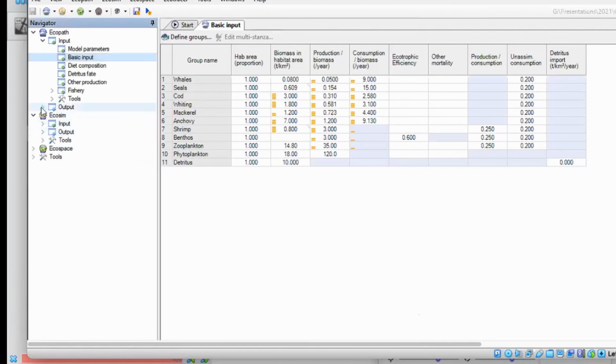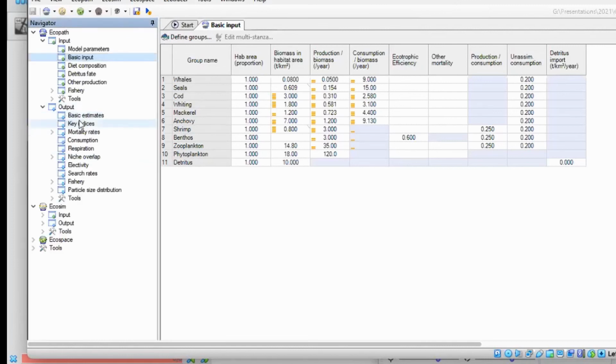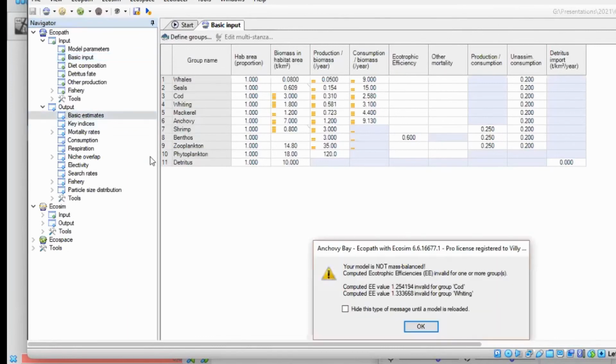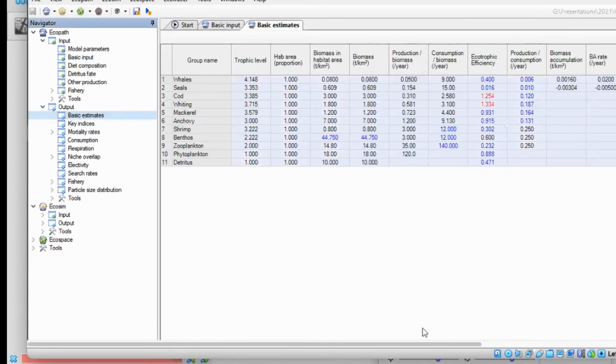We go to Ecopath output. We can take basic estimates. Oh, cod and whiting are not balanced. EE is bigger than 1. So what we do now is we notice which one it is. We can also get that, you can't see the last bit because of screen resolution here. We can also get that down from status down there. But now we know cod and whiting EE is too high.